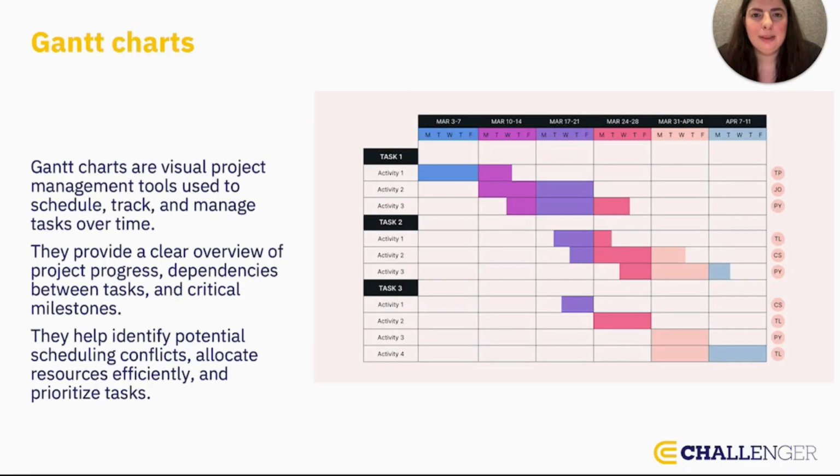On the right side, you will see a visual representation of how a Gantt chart can look like. Gantt charts are visual project management tools used to schedule, track, and manage tasks over time. They provide a clear overview of project progress, dependencies between tasks, and critical milestones. They help identify potential scheduling conflicts, allocate resources efficiently, and prioritize tasks.